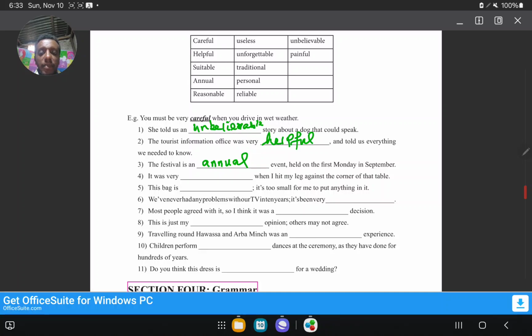Question number 4. It was very dash when I hit my leg against the corner of the table. What is the right answer? When I hit my leg against the corner of the table. A pain. It was very painful.